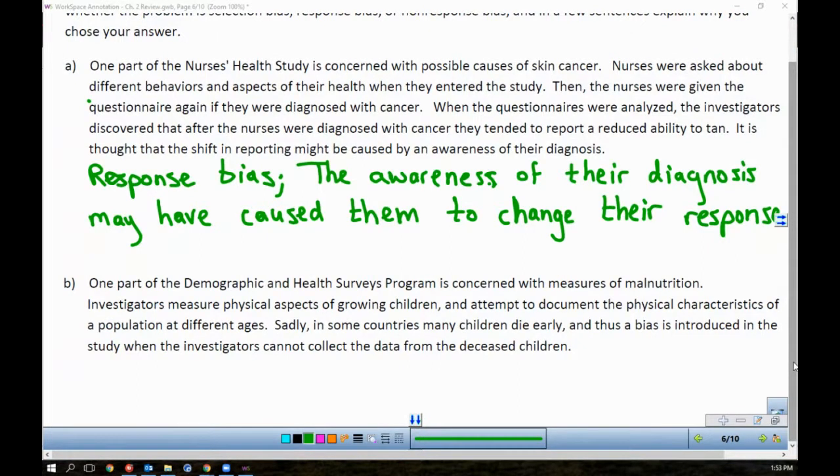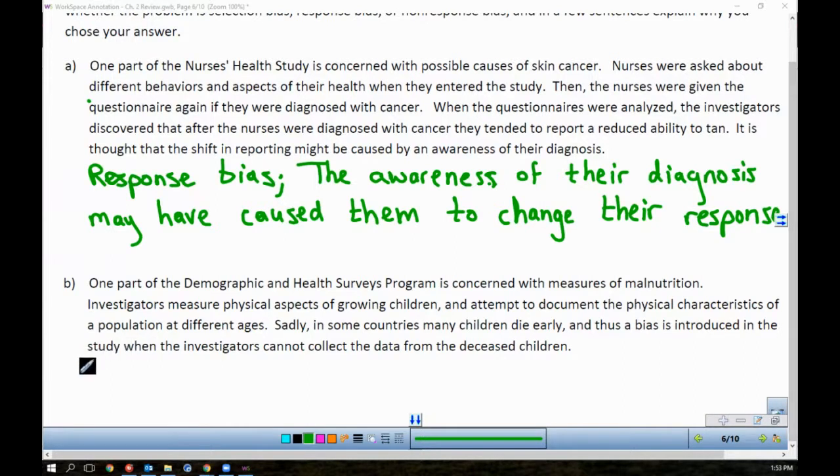One part of the Demographic and Health Surveys program is concerned with measures of malnutrition. So investigators measure physical aspects of growing children and attempt to document the physical characteristics of a population at different ages. Sadly, in some countries, many children die early, and thus a bias is introduced in the study when the investigators cannot collect the data from the deceased children. What kind of bias do y'all think this one is?